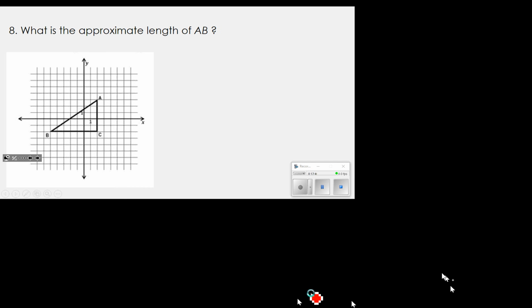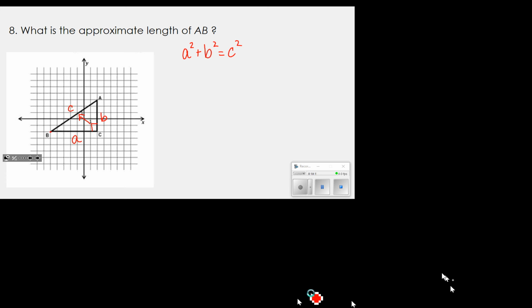For question number 8, what is the approximate length of AB? So we have a right triangle already. Here's our right angle. Let's identify C first. And then A and B can go where they want. So we're going to do A squared plus B squared equals C squared. And this time I'm not given the measurements, but I do have to count them on the graph to be able to find out what they are.